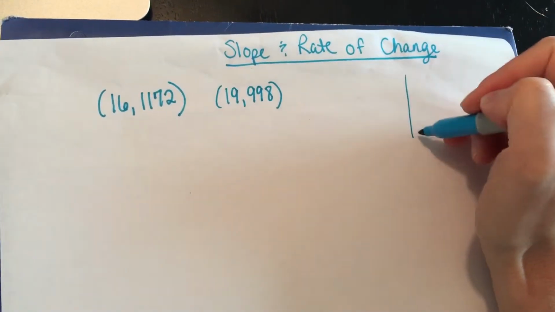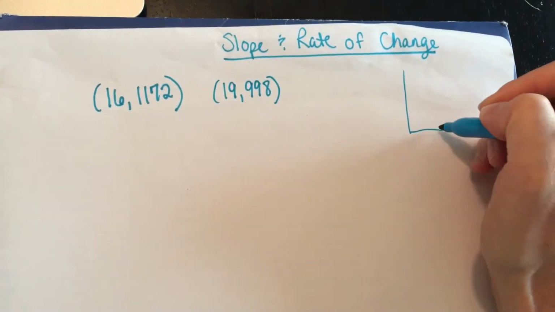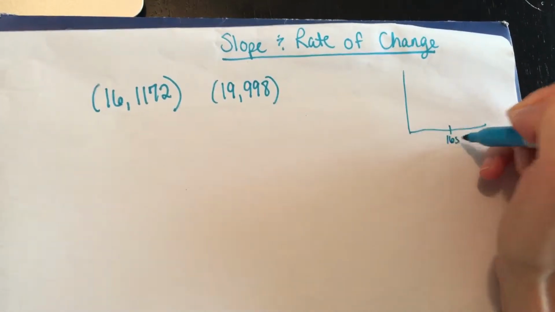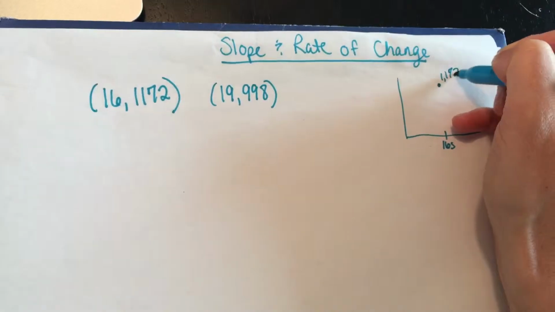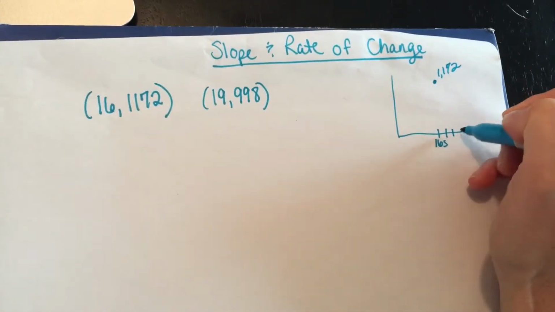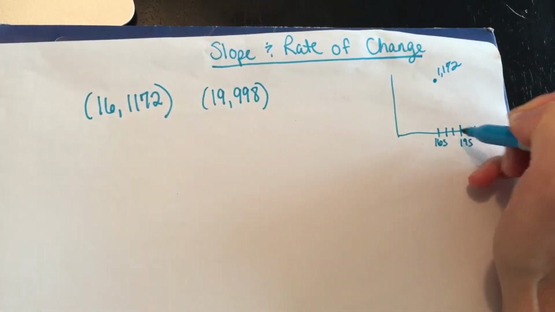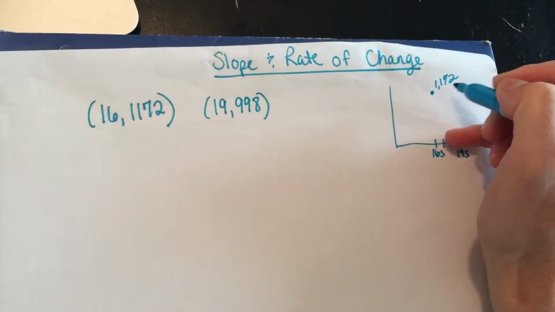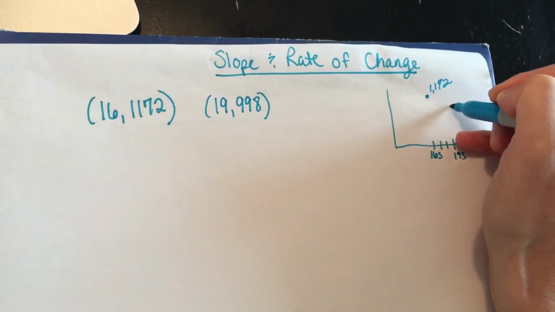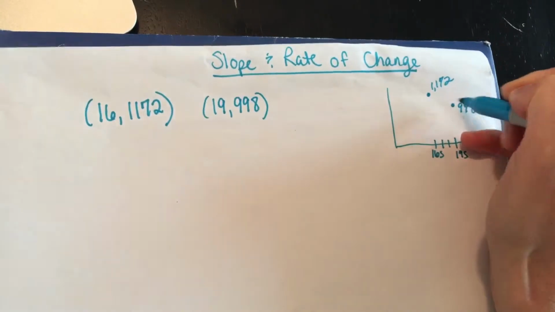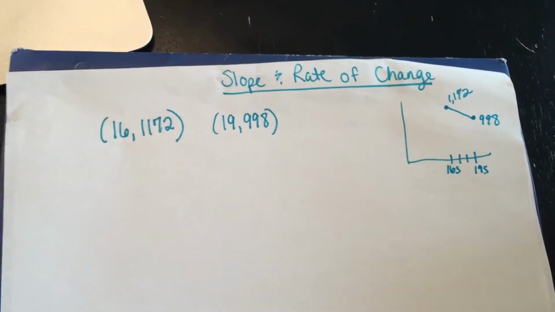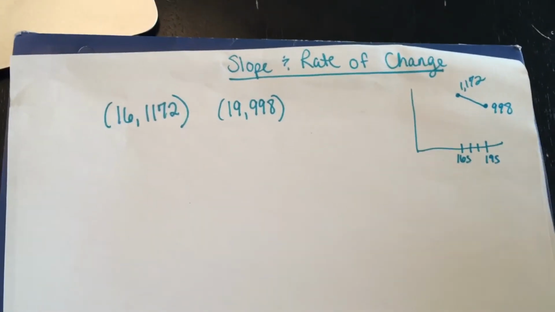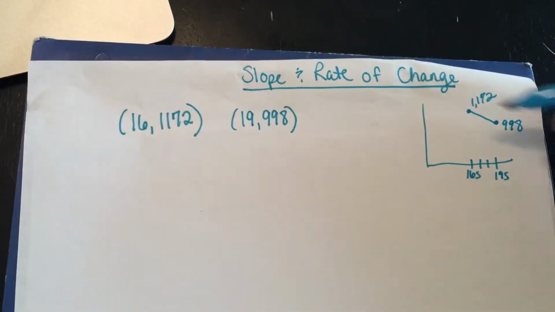Well, I'm thinking that, let's pretend, at 16 seconds, he's at 1,172 feet in the air. And then in just a few more seconds, at 19 seconds, now he is actually 998. So I can see right away that my slope is going to be negative as I'm going down further. So now I have to determine what this slope is.